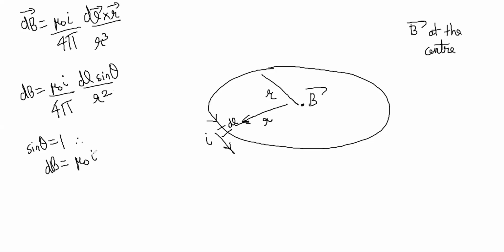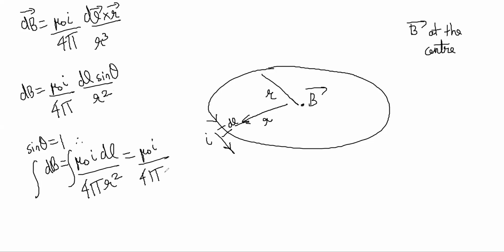So sine 90 is 1, right? Mu naught I by 2 r. Is it 2 pi r? Mu naught I by 4 pi r square into dl integral, which is 2 pi r. So B will come as mu naught I by 2 r. This is your B, because here the dl element is always perpendicular to the r element, so sine theta is always 1. Then it is just the integral of the dl element, which will be the perimeter.